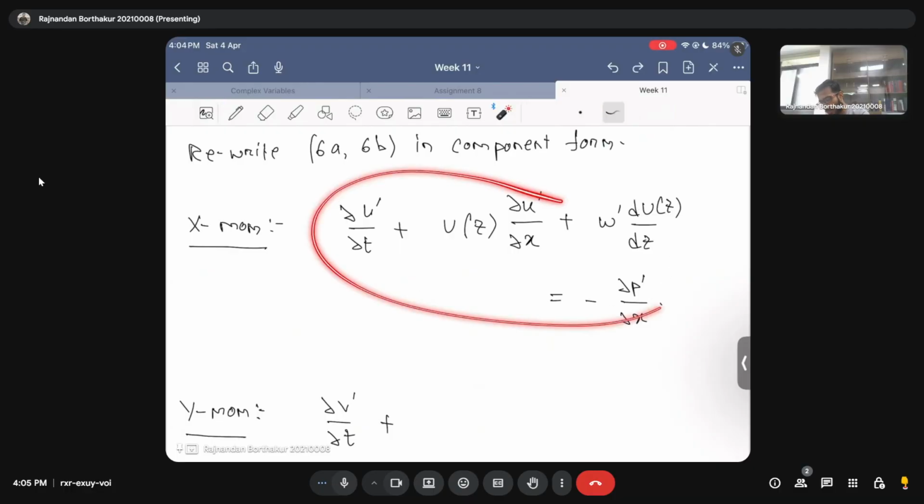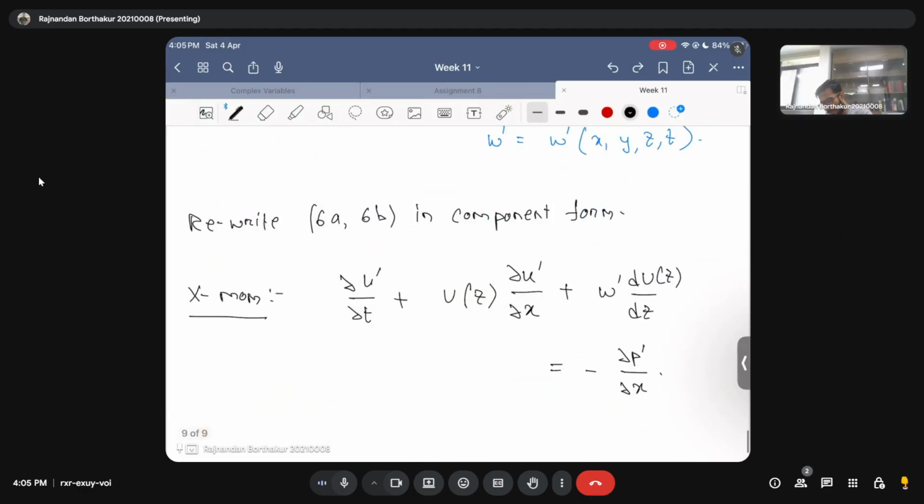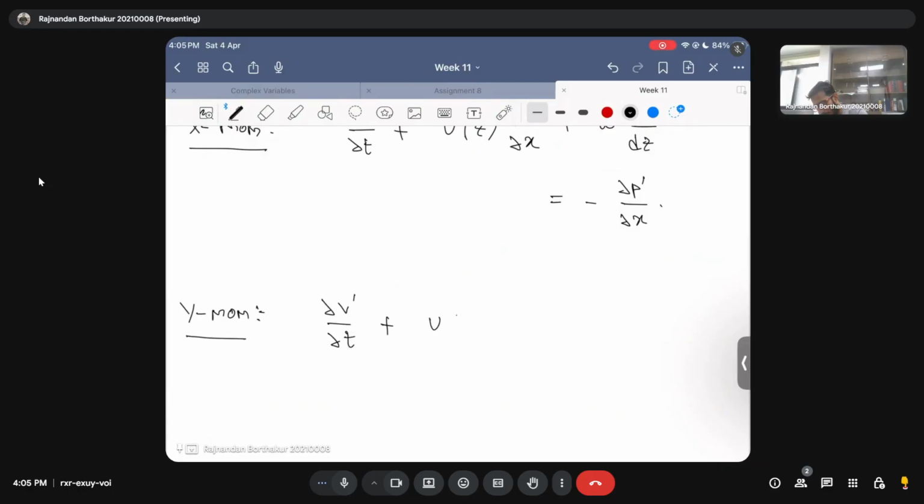X momentum is not a problem. In y momentum, we will not have this term, simply because it has its direction in the x direction. But we will have this term, because gradient of v prime has values along the x, y, and z directions. So this term is going to be in the y direction. It is going to be u of z times del v prime by del x, and this is equal to minus the pressure gradient, which is simple: del p prime by del y.